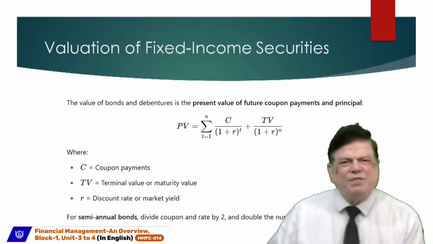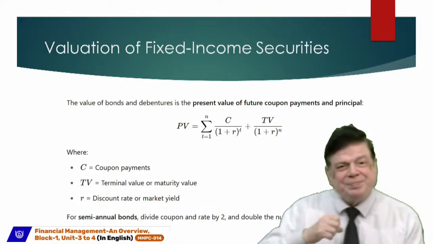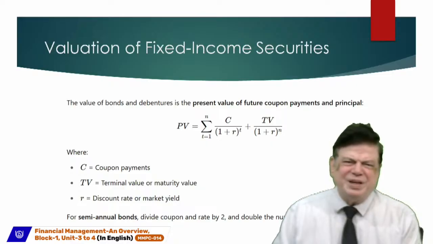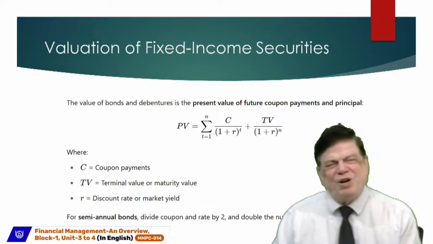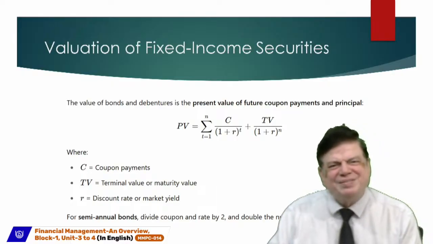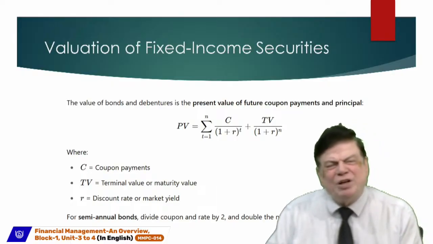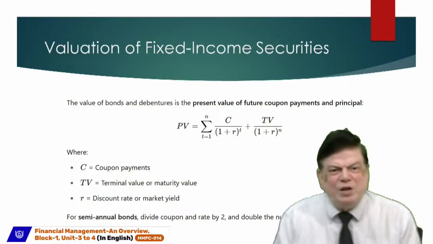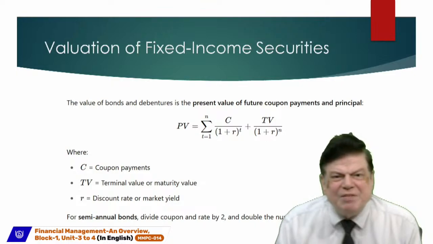Now, valuation of fixed income securities. For example, you invested 1 lakh rupees in the bank for 3 years, rate of interest is 10%. What amount will the bank give you after 3 years if you did not take the interest in between? You have to mention whether you want interest to be serviced or compounded. In this formula, the value of bonds and debentures is the present value of future coupon payments and principal.